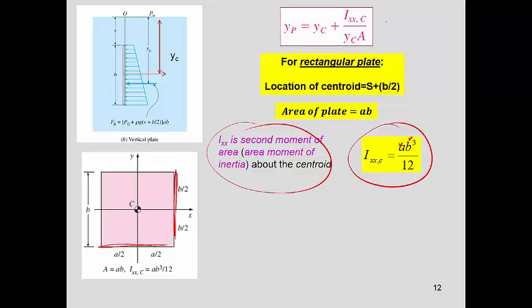So the location of the center of pressure would be the location of the centroid of the plate plus the second moment of inertia around the centroid divided by YC times A. So that's as easy as that. What you need to remember is that if you do your calculations and you get a YP lower than YC, it's not possible because it's always YC plus something else.